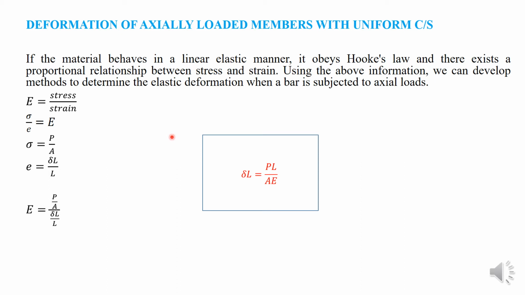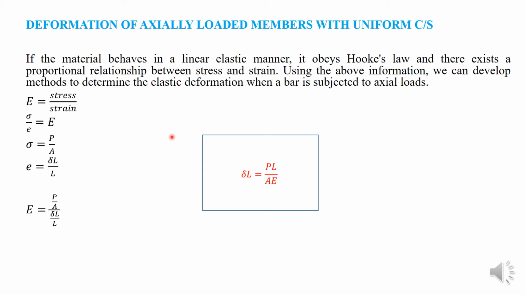That is, if a material behaves in a linear elastic manner, that means it obeys Hooke's law, and there exists a proportional relationship between stress and strain. Using the above information, we can develop the methods to determine the elastic deformation when a bar is subjected to axial loads. That is, as we all know, Young's modulus is equal to stress divided by strain.